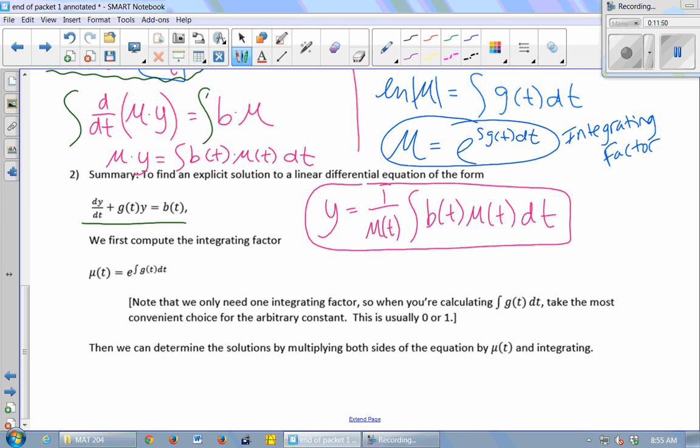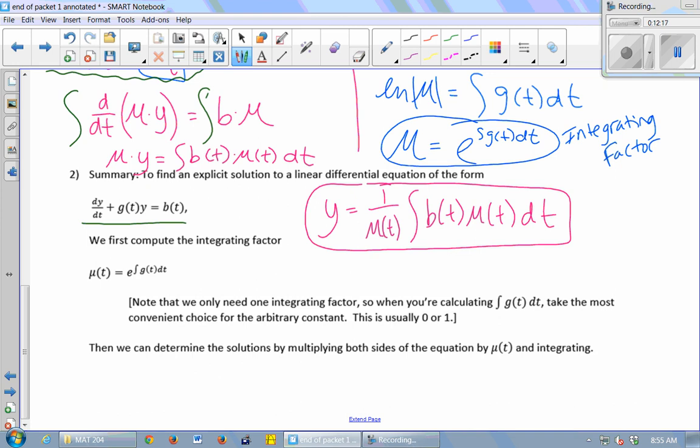So note that you only need one integrating factor. Somebody asked me about the plus c, right? When you're calculating the integral of g of t dt, just take the most convenient choice for the arbitrary constant c. You don't need every possible integrating factor. Any integrating factor will work. So typically, if you have a plus c, just use 0. If it's like a coefficient, use a 1.